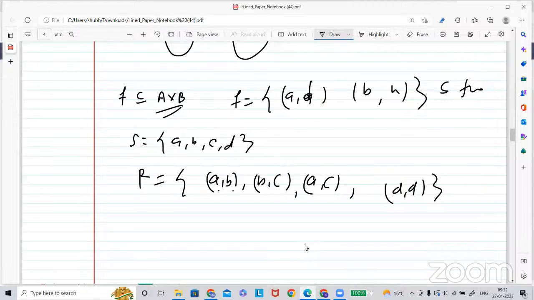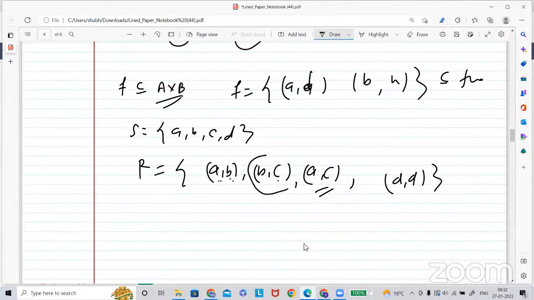So think about this. AB is there, BC is there. This is transitive. Now check for each element one by one. AB is there, BC is there, AC is there. Please take BC. BC is there. Is there a C and some extra element, C and something? No. Okay, then still it will follow, because the first condition of transitivity holds. This implies AC is there.